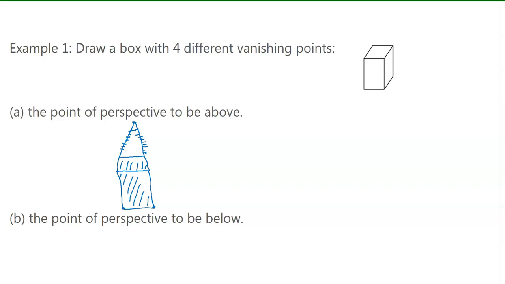So now for B, here we're going to have a point of perspective to be below. So here's my rectangle and here's my vanishing point. So again, drawing lines from each corner to the vanishing point. I'm only going to draw 2. So then I'll draw a horizontal line to represent the bottom of the box. And there's the front. So this looks like the box is vanishing in the distance below.